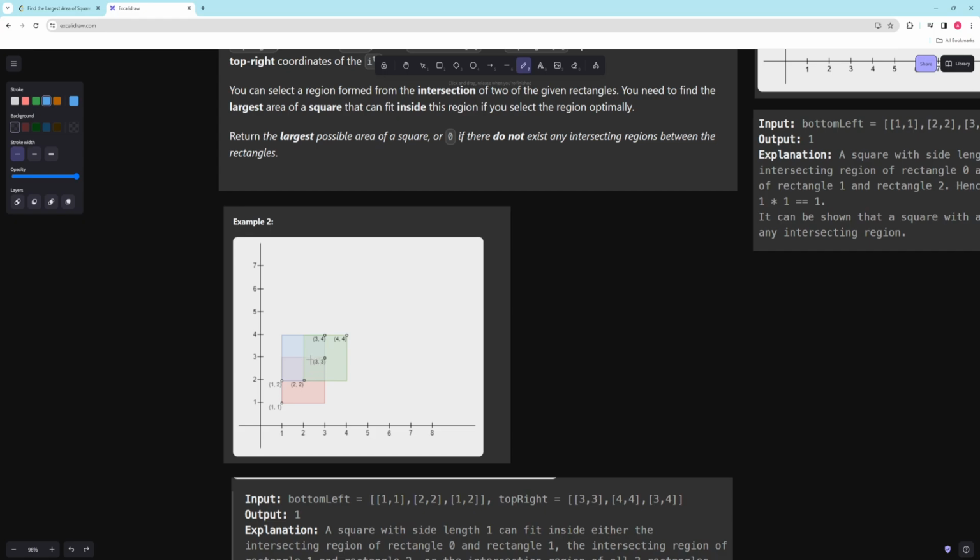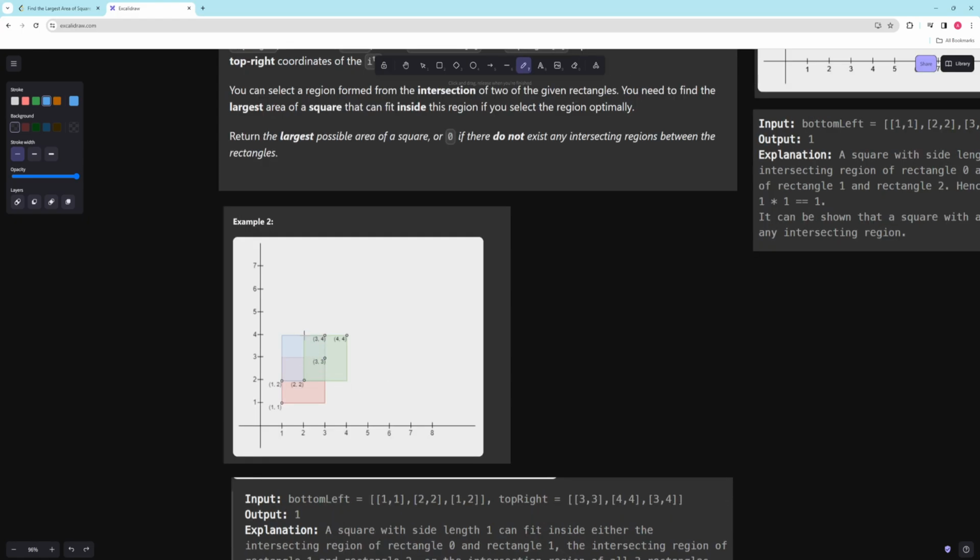In example 2, this green and blue overlap. You could build once again a couple squares of area 1 like this, or this. Or this red and the green, you could build one here, also area 1, or a red and the blue, you could build one like this, or like this. But essentially the main thing to see is, let's look at an overlapping region.